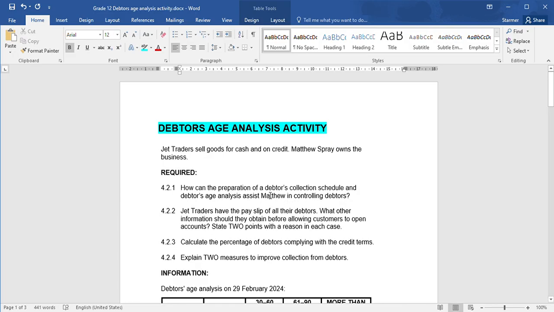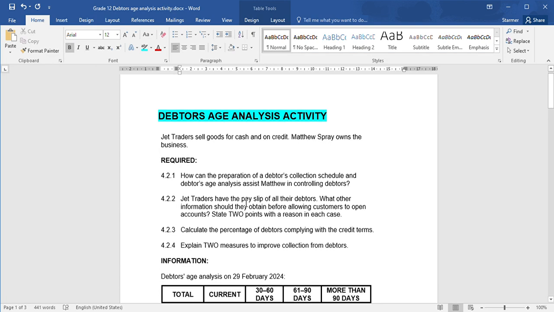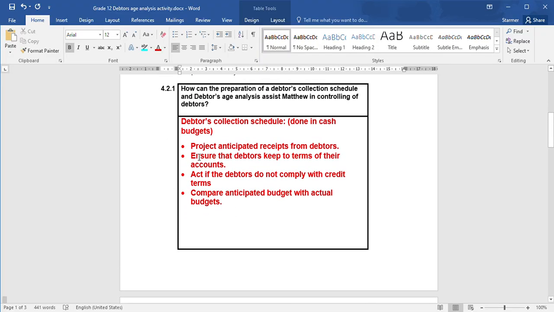When you're doing a debtor's collection schedule, you're planning ahead, whereas debtor's age analysis shows what has happened with debtors that have actually taken place already. So if you look at what answers you could have given here, you could have said you're projecting your anticipated receipts from debtors. So you are actually saying, well, this is how much we're going to receive after 30 days, 60 days, 90 days, and so on.